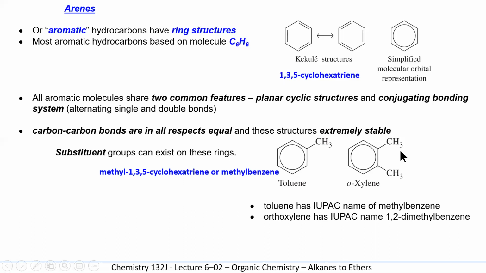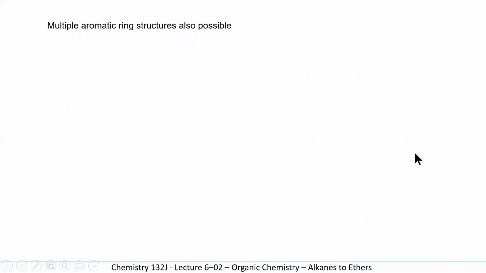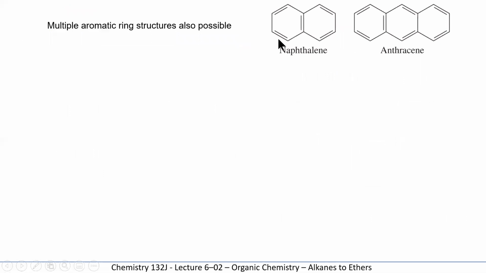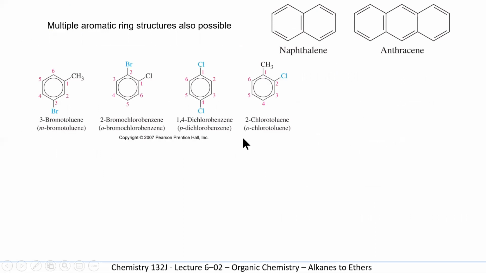This would be 1,2-dimethylbenzene. That would be the systematic name I expect you to come up with, not the common name. So you can have multiple rings attached together. For instance, there are common names naphthalene and anthracene. And here are some examples of some aromatics. And we are going to show you some rules that we're going to follow here.